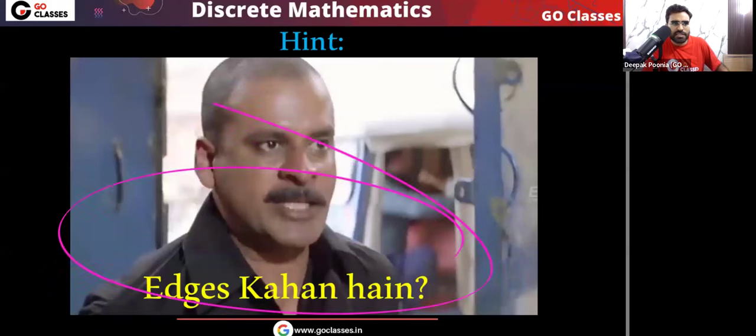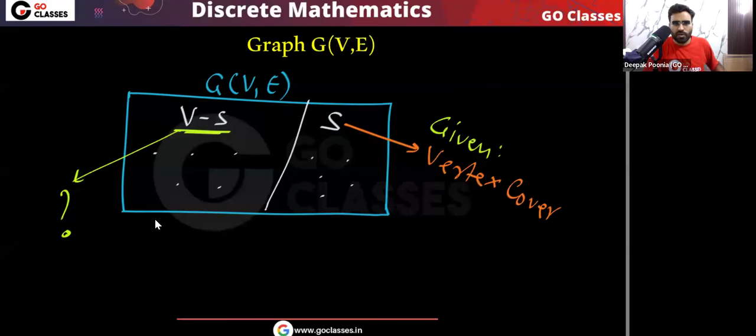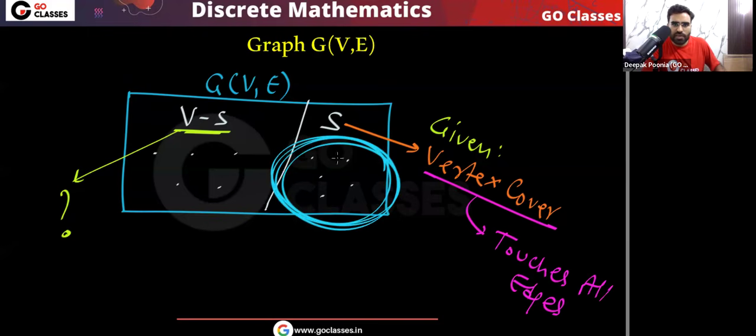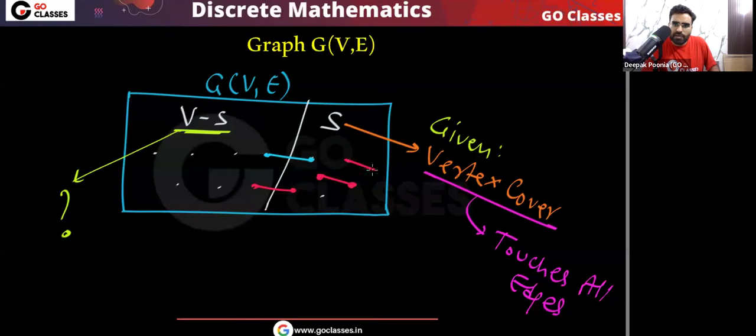Again, let me give you the hint. Where are the edges? Notice this subset of vertices S is a vertex cover. What does it mean? It means these vertices will touch all the edges. Yes or no? Every edge will be touched by this area S. The edges will be covered by this S.